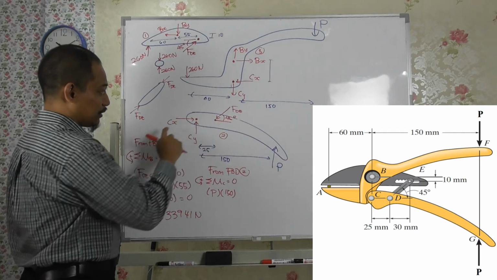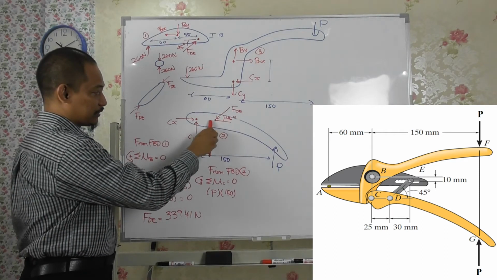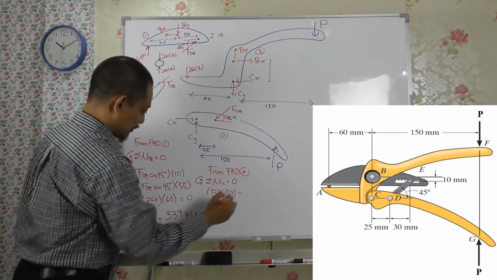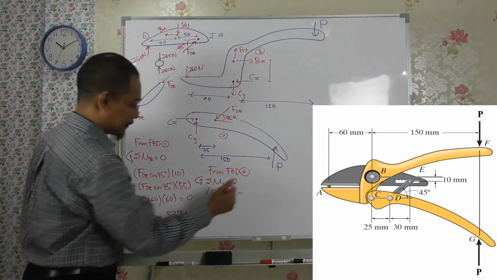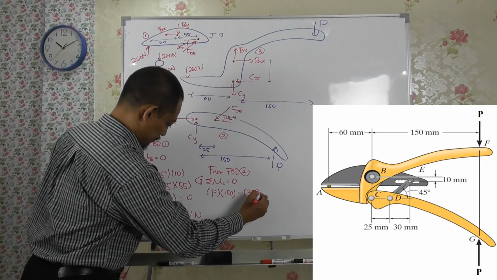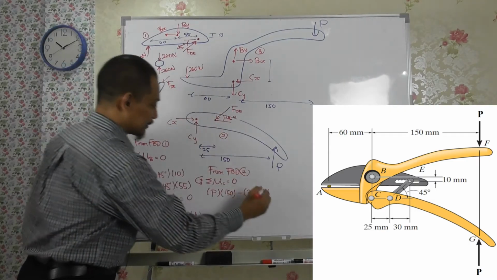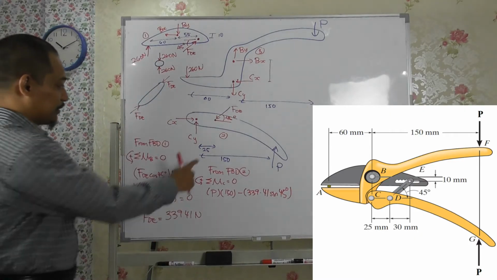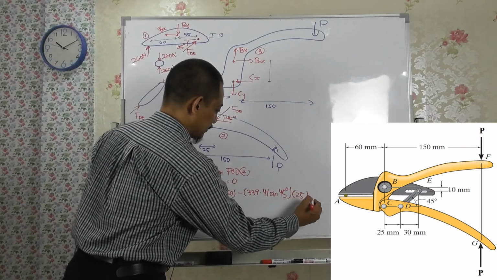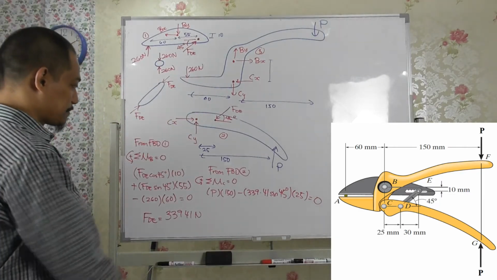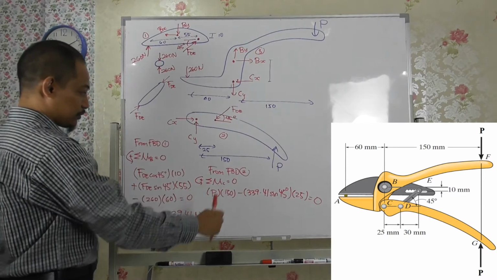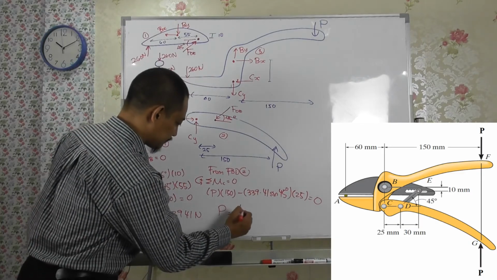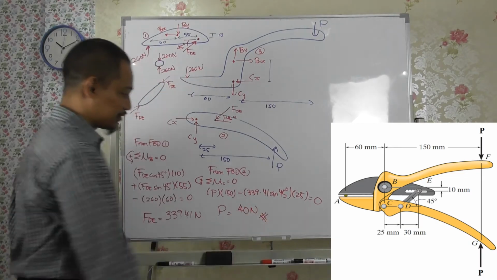And then this one, the horizontal component, doesn't produce any moment, right? It goes to the point. The vertical one is clockwise, so minus vertical. So FDE is already given here, 339.41, and then sine 45 degrees. The distance will be 25. This must be equal to 0, right? This one minus that one equal to 0. So from here you can get P equal to 40 Newton. And that is the answer.